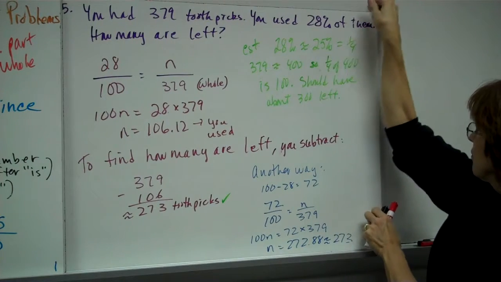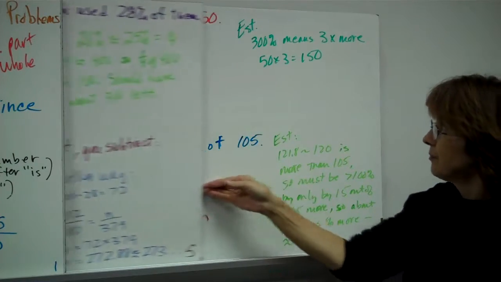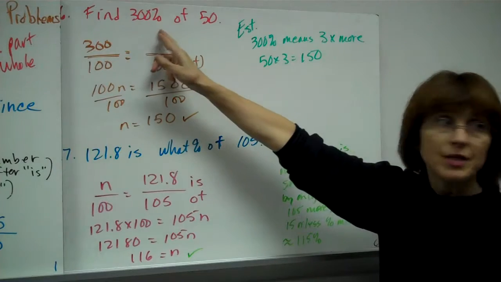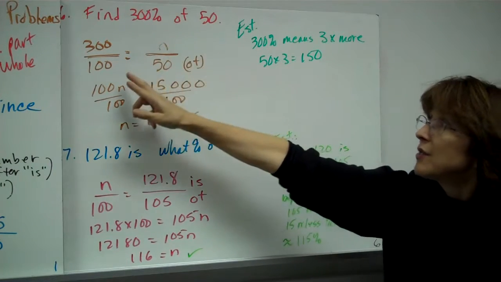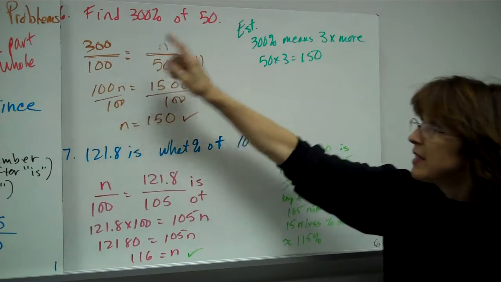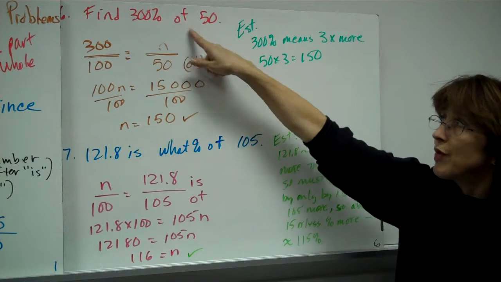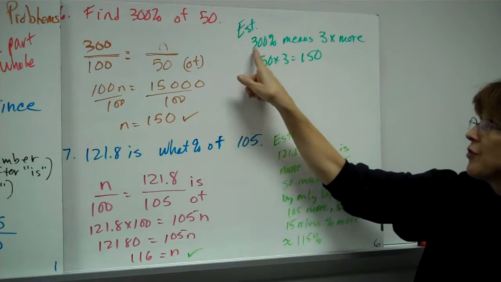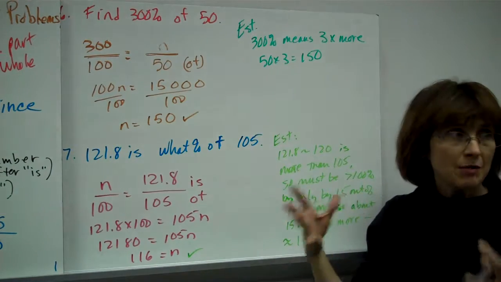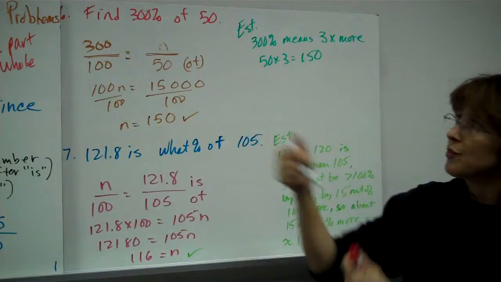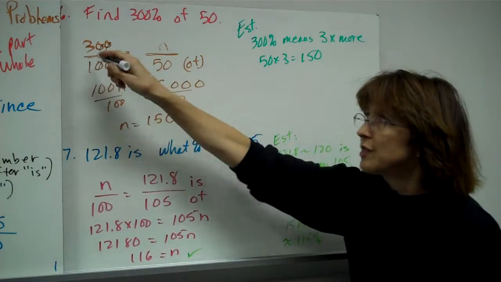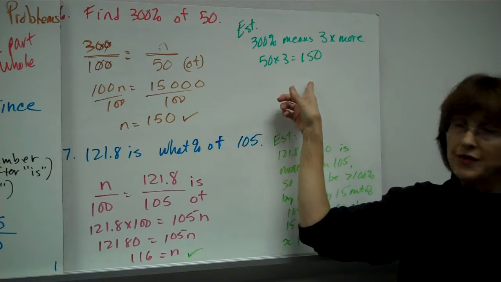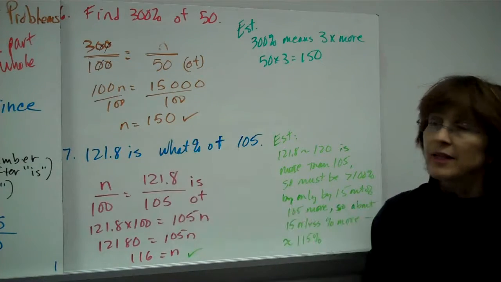Okay, one last board here. We're almost done. Sometimes the number is going to be bigger. Sometimes you have to find 300% of 50. Okay, so it's going to be 300 over 100 is equal to some number over 50. Remember, the word after the of is your whole. That goes on the bottom. So we're going to estimate. Well, 300% really means like 3 times more, right? Because 300% means 300 over 100, which if you reduce it, it'll just be 3 over 1, which is 3. So I'm thinking 3 times 50 is 150. And when you work it out, you get exactly that number.